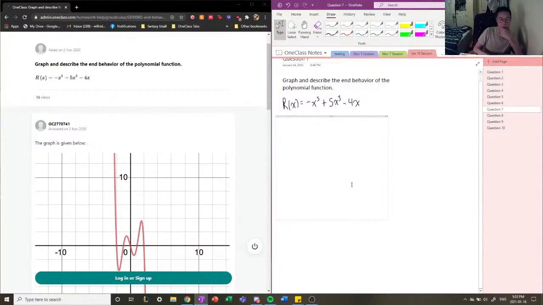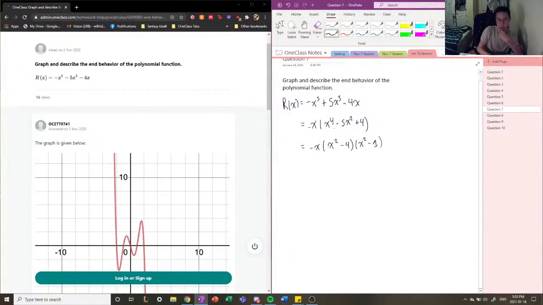Okay, so to do that, first of all, we're going to factor out negative x, and we get x to the power of 4 minus 5x squared plus 4. Okay, so we're going to factor this. It'll be x squared minus 4 times x squared minus 1.